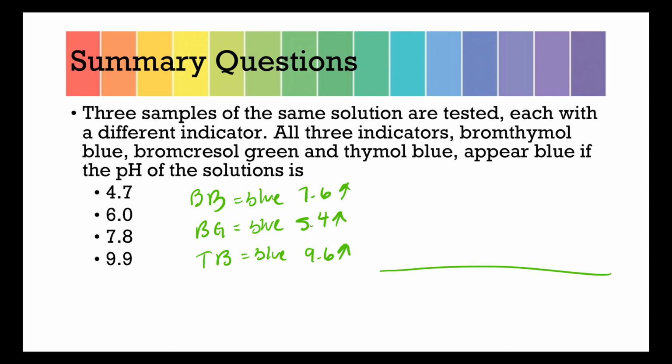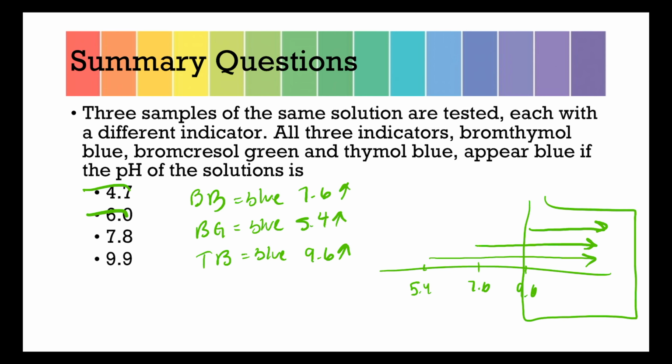So let's add this to our number line. So we have 5.4 and higher. That does not help. Well, we know now, no, it can't be A. It has to be bigger than 5.4. Next we have 7.6 and higher. Okay, so it can't be B. Now we have 9.6 and higher. So the spot where all three lines coexist is 9.6 or higher. The only one bigger than 9.6 is D, 9.9.